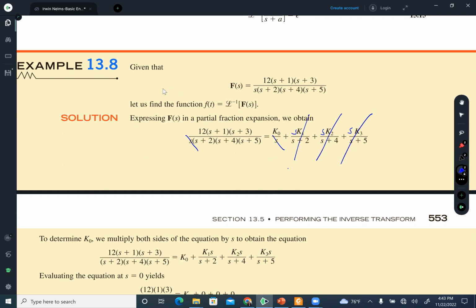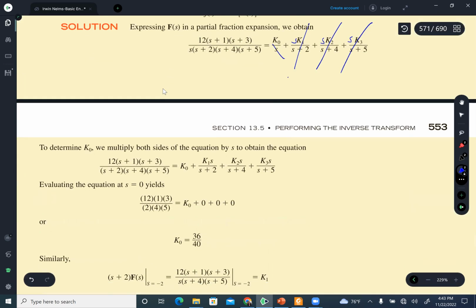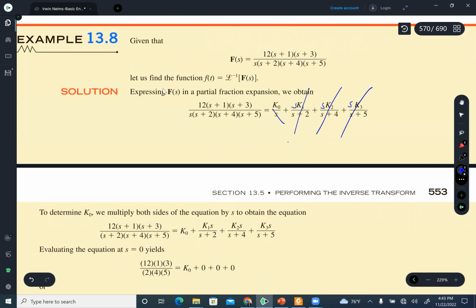And that number, that's easy to do in your head in this case, because it's just 12 times 1 times 3 divided by 2, 4, and 5, right? So if you do the math, you get some number for k0, and that number comes out to be 36 over 40. We did that last time, right?